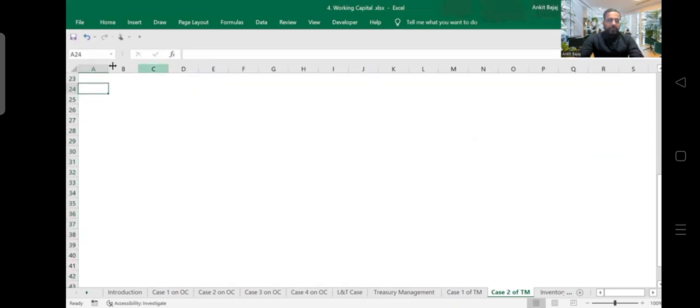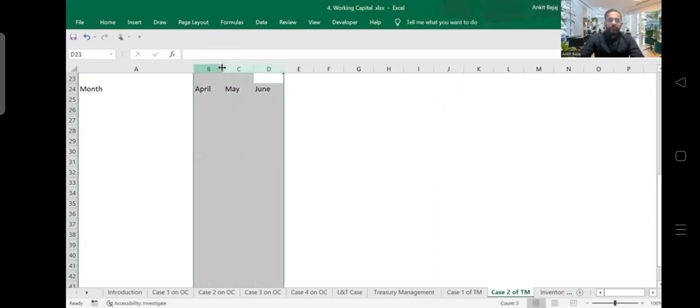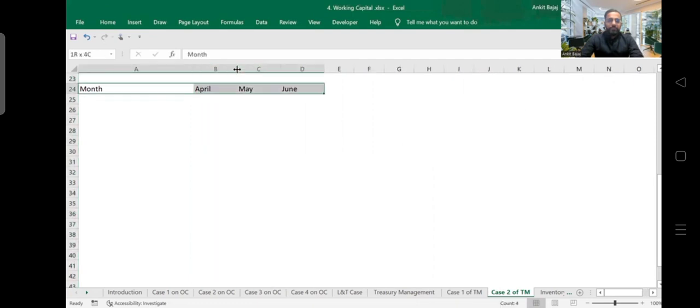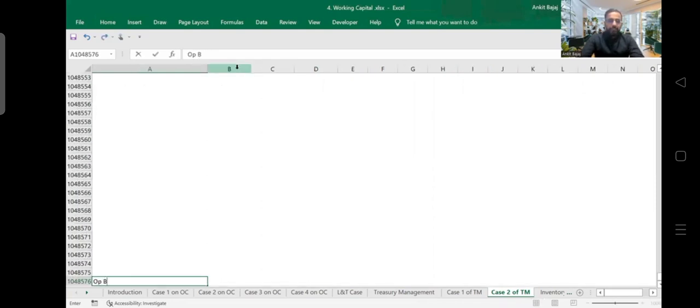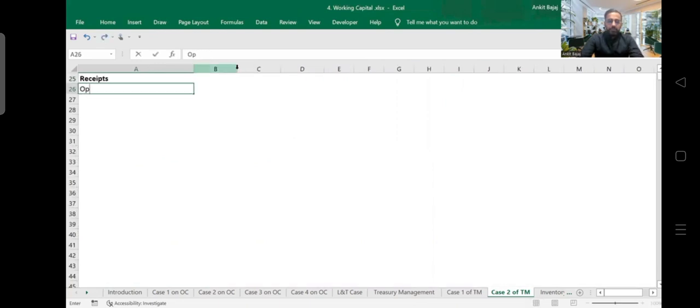We have to prepare the budget for April, May, and June, right? So I will write down the months: April, May, and June. First I will write down the receipts. After receipts, I will write down the opening balance. After that, I will write down the sales. After that, I will calculate the total available cash.